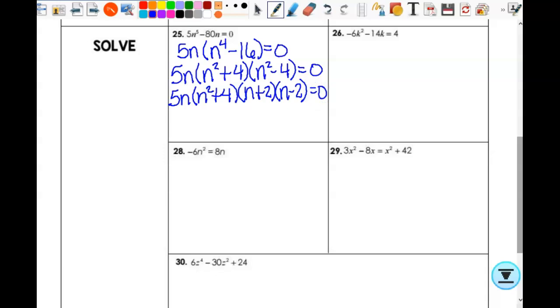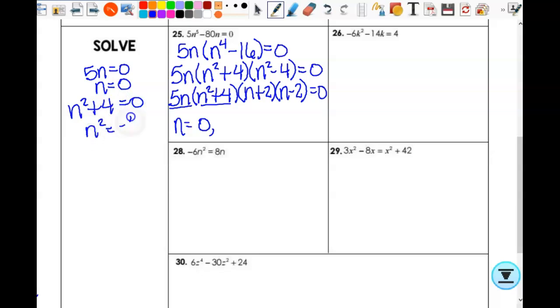Now that it is completely factored, I can use my zero product property. And when I do that, I cannot forget about this guy right here. He's super important. When I set 5n equal to 0, what does n equal? 0. So my n's, we're going to have 0. Then I'm going to set this one equal to 0. So n squared plus 4 equals 0. So n squared equals negative 4.